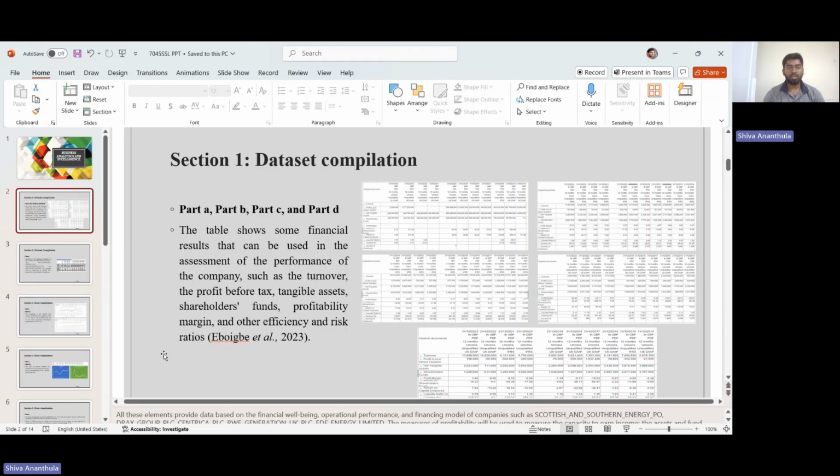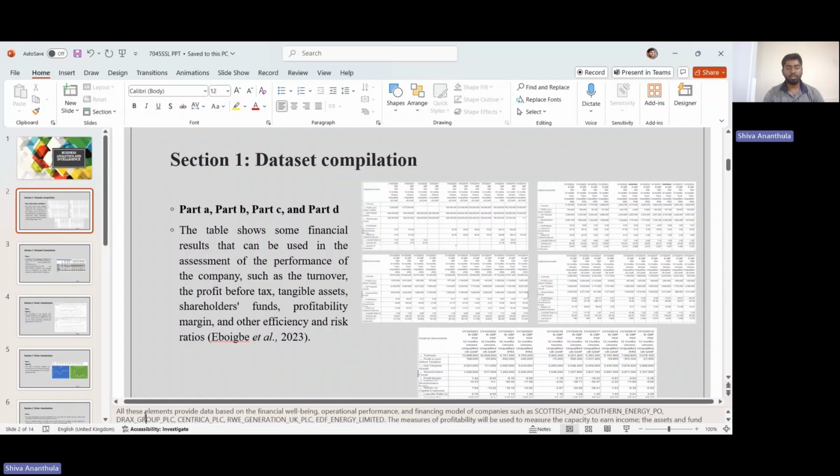The table shows some financial results that can be used in the assessment of the performance of the company, such as the turnover, the profit before tax, tangible assets, shareholders' funds, profitability margin, and other efficiency and risk ratios. All these elements provide data based on the function, financial well-being, operational performance, and financial models of companies such as Scottish and Southern Energy, Drax Group, Centrica, RWE Generation, EDF Energy Limited.